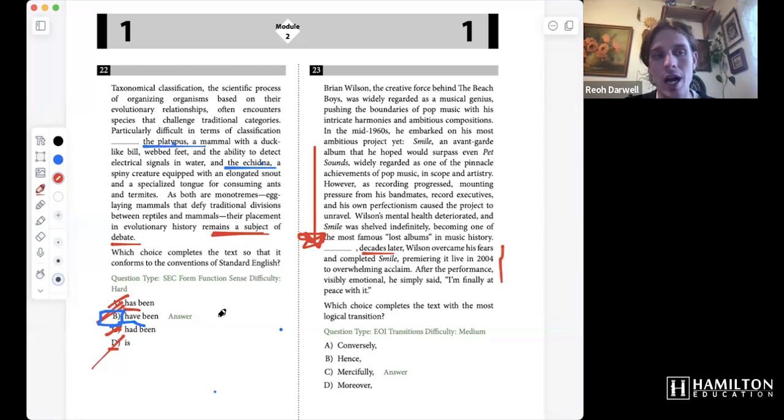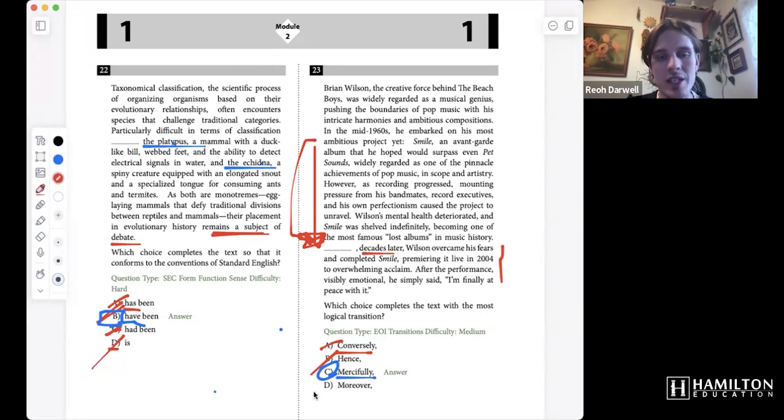Okay, so conversely doesn't make sense because it would pivot from what came before to what came last, right? It would undermine the previous claim, and this isn't undermining the previous claim, even if there's a slight pivot or difference. Okay, hence means therefore. Does this all make sense to say, therefore, he made it decades later? No. All right. Mercifully works because it shows the kind of connotation we want of a thank goodness that this all took place, right? Luckily, a summary type situation.